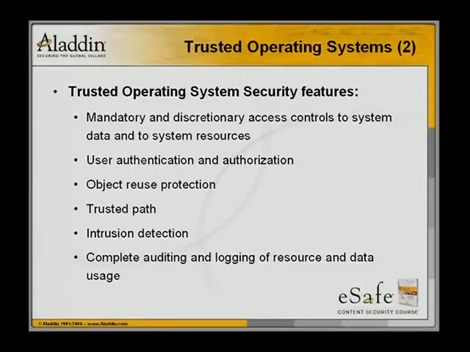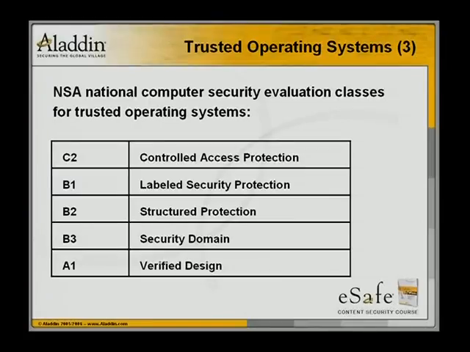Another trusted operating system security feature is complete auditing and logging of resource and data usage. As we said before, it's very important that even the successful and the unsuccessful things the user tries to do get recorded. Those tries should get recorded, and the administrator should see the tries and errors that happened in the operating system.